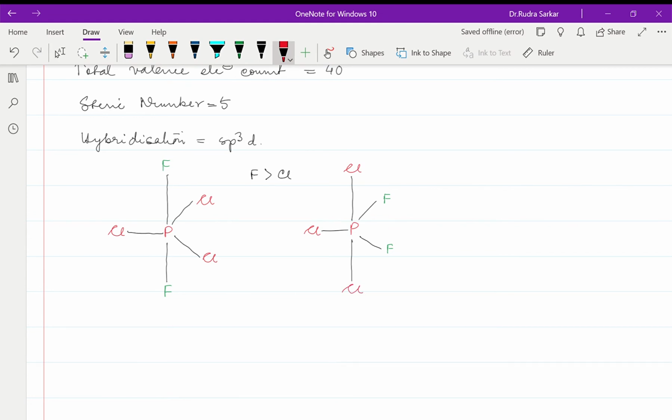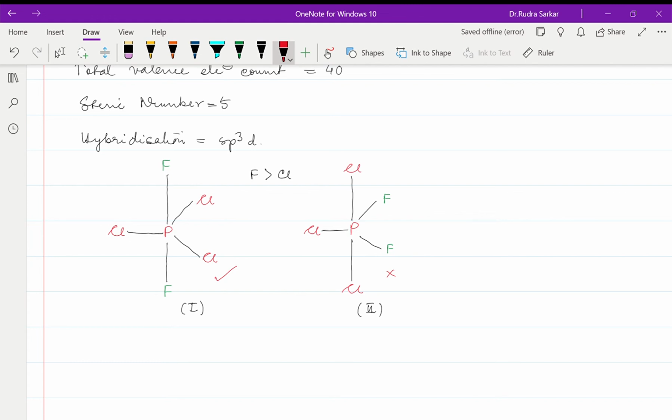And if you have to judge whether structure 1 or structure 2 is the correct structure, then following Bent's rule again, what will you say? Fluorine is more electronegative than chlorine, so the structure should involve fluorine in the axial bonds, which are obviously these bonds over here, and the chlorine should be placed in the equatorial bonds, which is here. So this will be our correct structure, and obviously our incorrect structure will be structure 2.